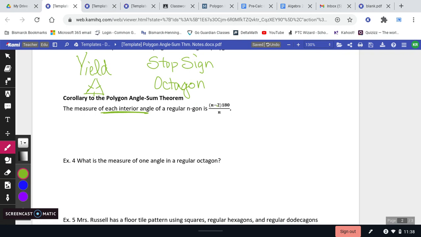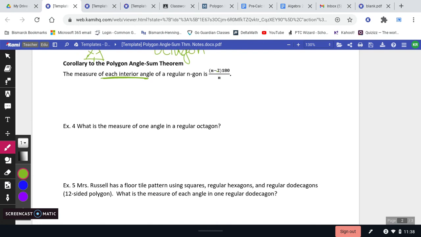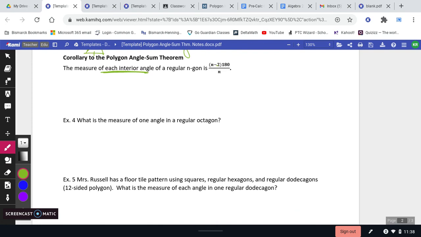Okay, so divided by 6 if it's a hexagon, divided by 12 if it's a dodecagon. Okay, if I only want one angle, I'm going to take the sum of all the angles and then divide it by the number of sides, and then I just have the measure of one angle. Okay, so example 4, what is the measure of one angle of an octagon?